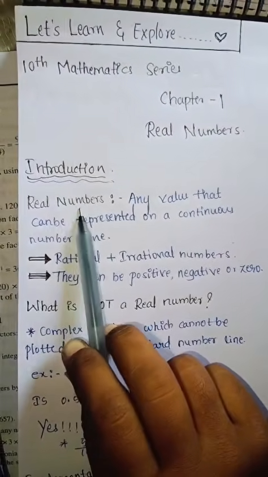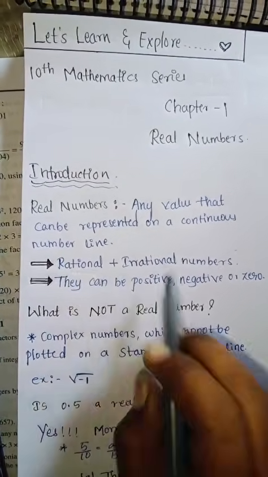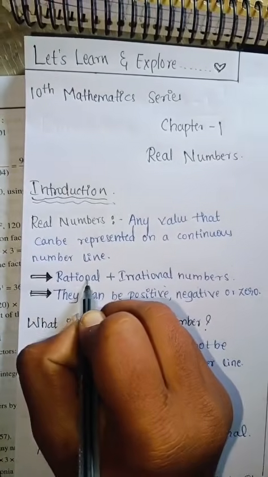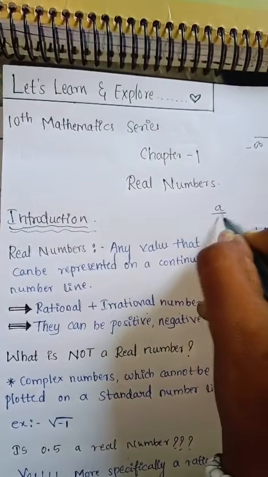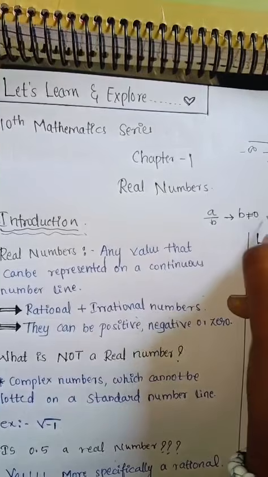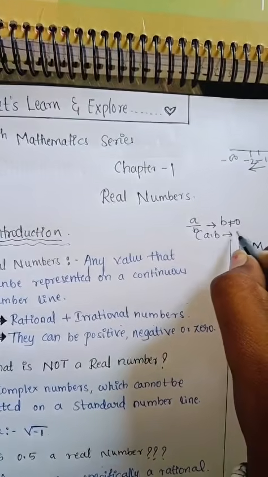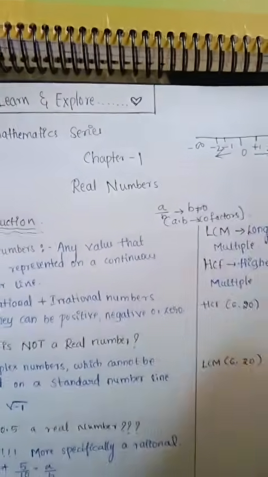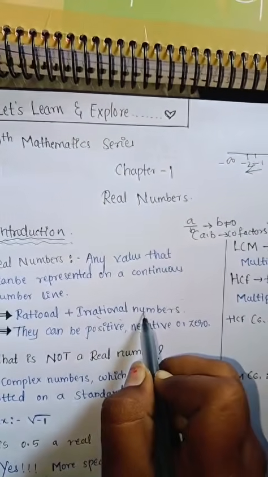And what are real numbers composed of? They are composed of both rational and irrational numbers. You know what are rational numbers? A number that can be expressed in the form of a by b form, where b should not be equal to 0. A and b are cofactors or co-prime numbers.